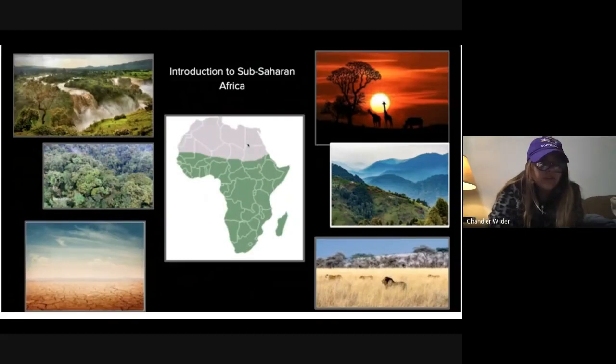Looking at the geography of the Sub-Saharan Africa, if we look to our right, in these pictures you are going to see different geographic features. That is because the Sub-Saharan Africa is huge and there are a lot of different climates and features. So you'll notice that the pictures may look a little different in each one, but it's because there's so much land in Africa that there are different climates and different features.